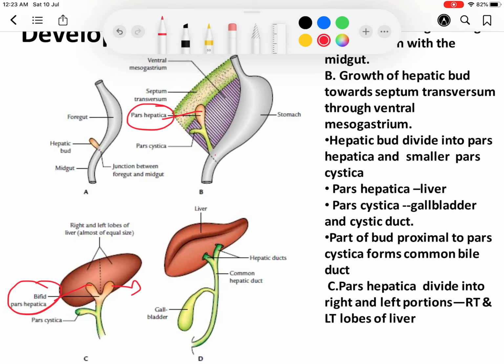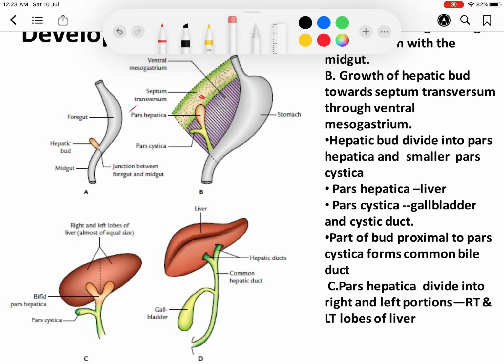And the part of the bud which is proximal to the origin of pars cystica and pars hepatica, this proximal part of the bud, will form the common bile duct. So the part of the bud which is proximal to pars cystica will form the common bile duct.